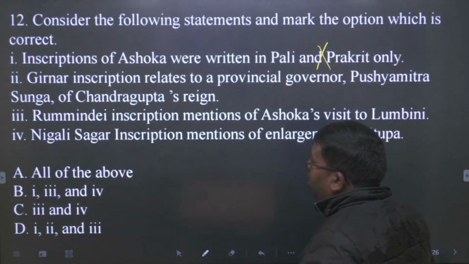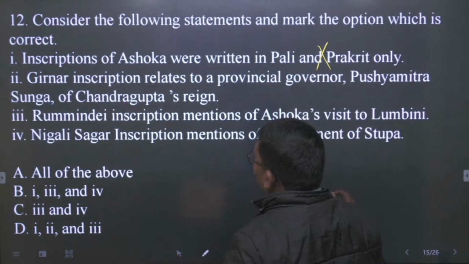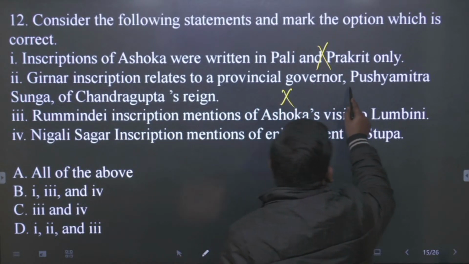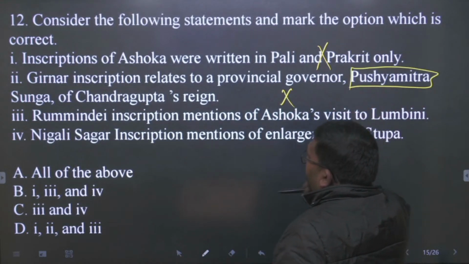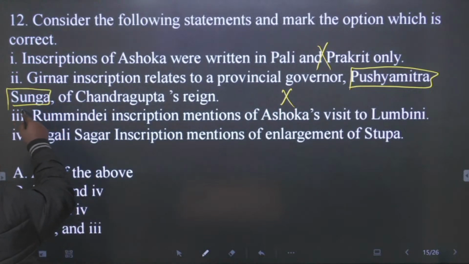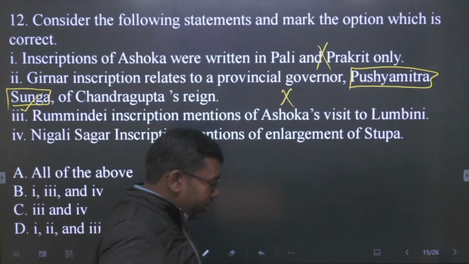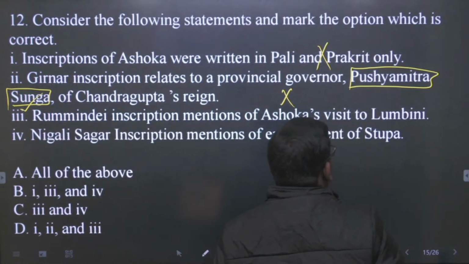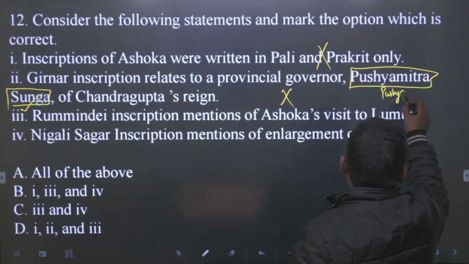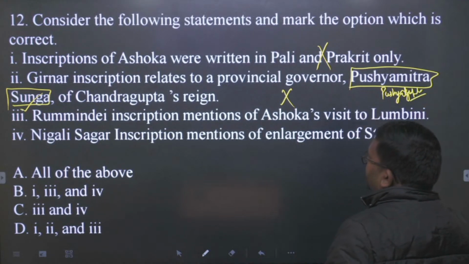Then, the Nar inscription relates to a provincial governor Pushyamitra Sunga of Chandragupta Maurya. No, false. This Pushyamitra Sunga was in the time of the last Mauryan ruler Brihadratha, and he was the minister of Brihadratha who had killed Brihadratha. So he was Pushyagupta. Who was this? If this were Pushyagupta, the answer would work. Okay, so the answer is false.